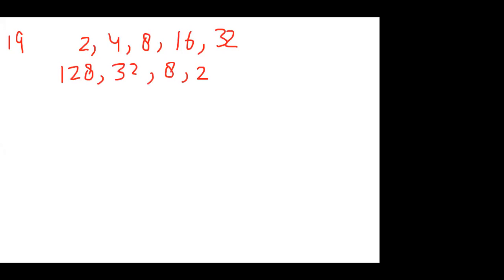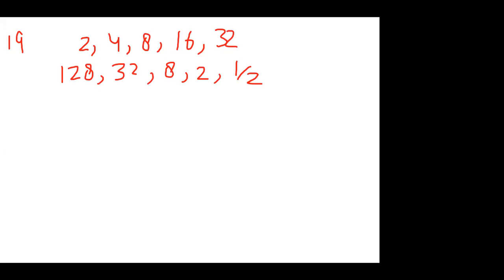Find the sum of the products of corresponding terms of the sequences 2, 4, 8, 16, 32. Another sequence is 128, 32, 8, 2, 1 by 2. Listen to the words; only the words might create some confusion. Otherwise, the question is very good and easy.